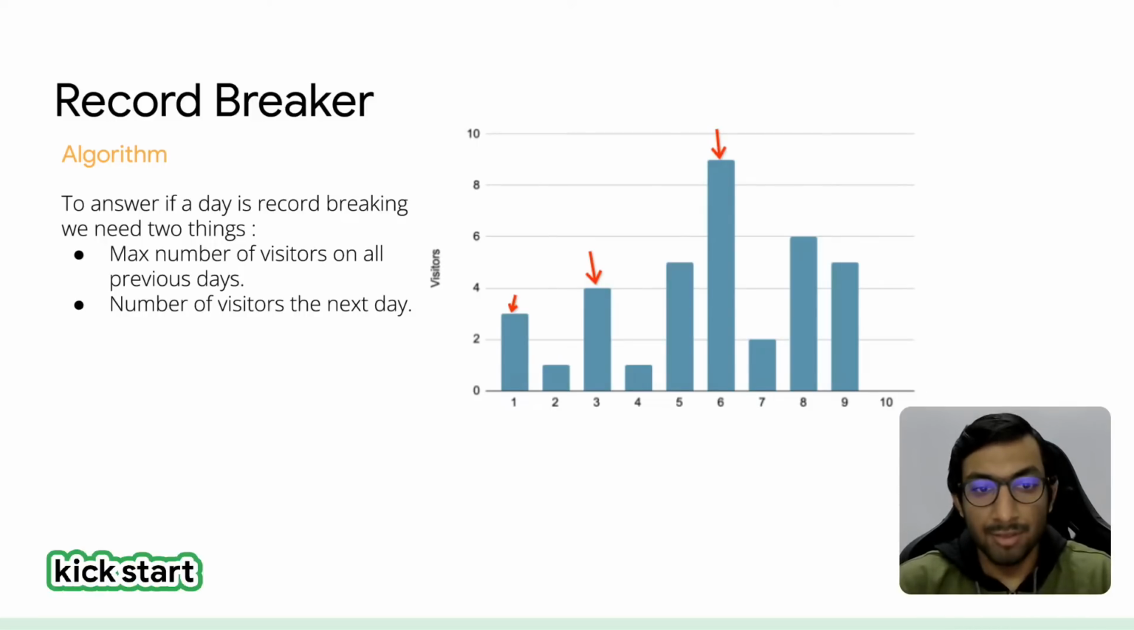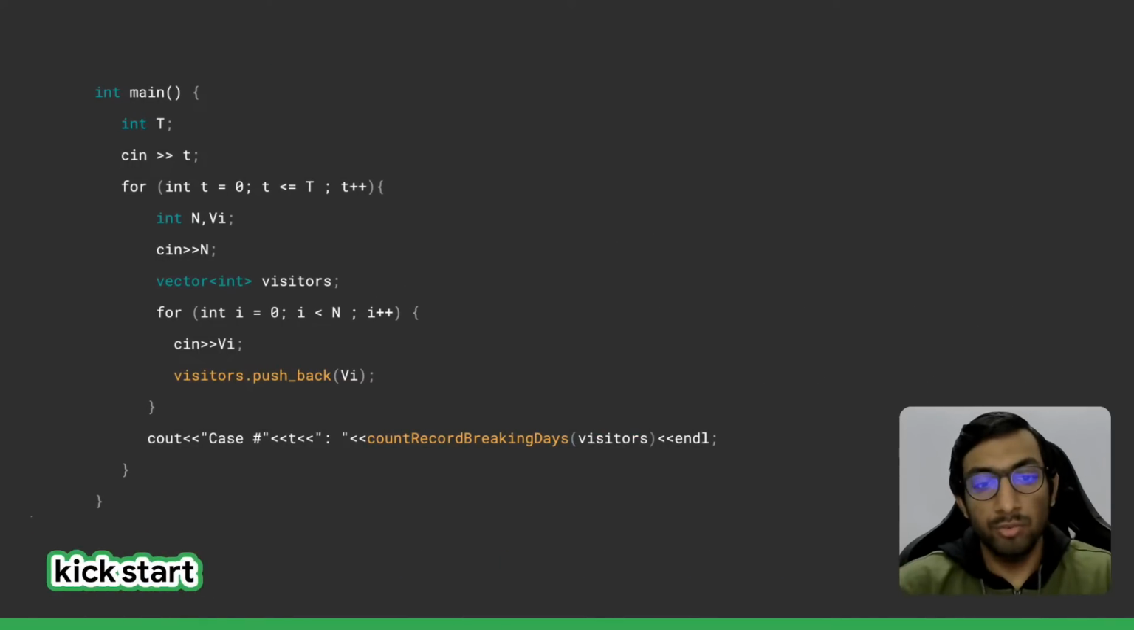Though day 5 satisfies the first condition, it violates the second condition because the number of visitors is less than on the 6th day, which is the next day. Now we can easily come up with the algorithm to solve this problem. To check whether a particular day is record breaking or not, we need two things: the maximum number of visitors on all previous days and the number of visitors on the next day. Now we will start looking into the code for this problem.